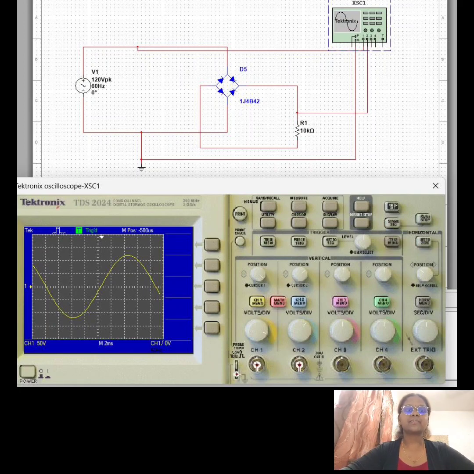So this is my half-wave rectifier and full-wave rectifier project conclusion.